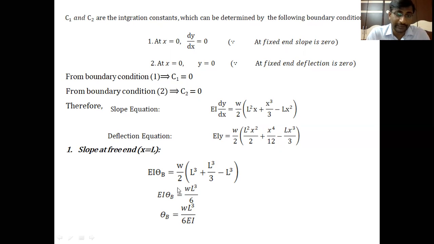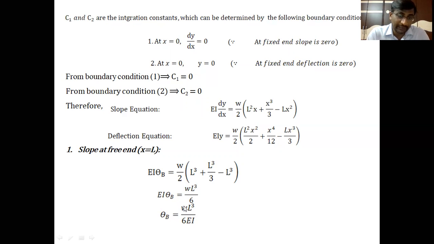So after substituting L in place of x in w by 2 into L square x, it becomes L cube, plus L cube by 3, minus again L cube. In place of x, substituting L into L square gives L cube. So L cube cancels, remaining L cube by 3. So W L cube by 6 it becomes. So EI theta B equal to W L cube by 6. Otherwise theta B equal to W L cube by 6 EI is the formula to find the slope at a free end.